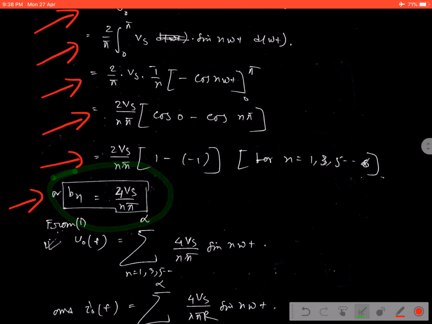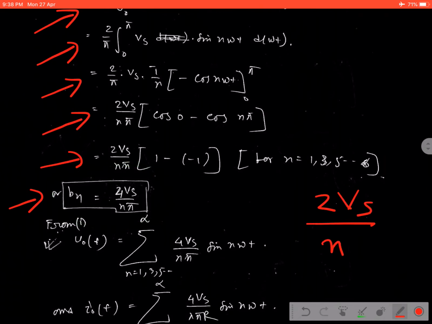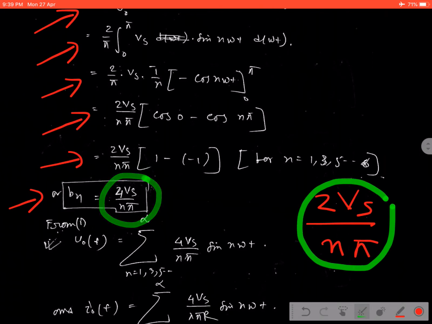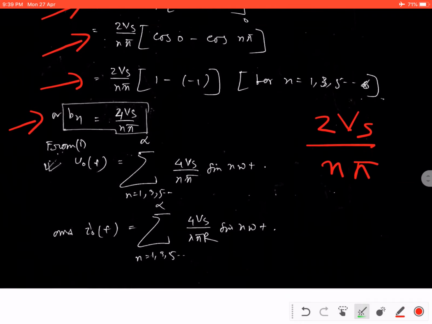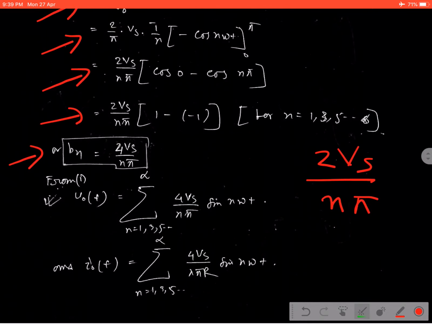In case of the half bridge inverter, we got the result 2 Vs by n pi. But here we will get the result 4 Vs by n pi. That means the magnitude is higher with respect to the previous one. That is the benefit of using a full bridge inverter for industry purposes. That means the output voltage magnitude is high with respect to the half bridge.